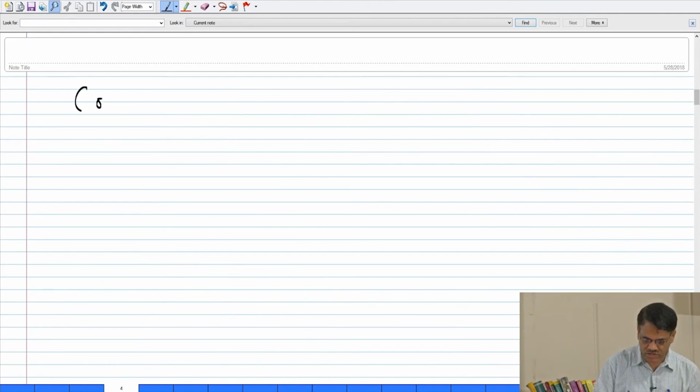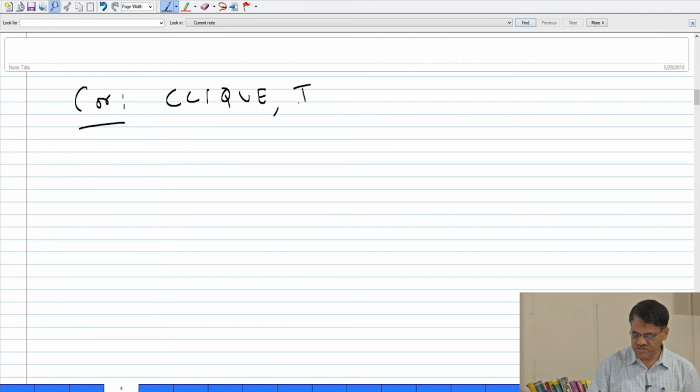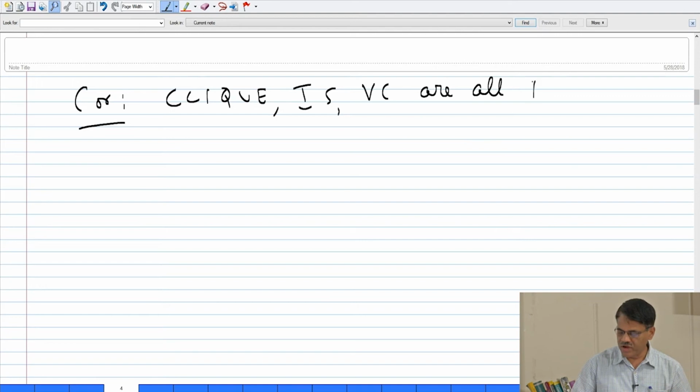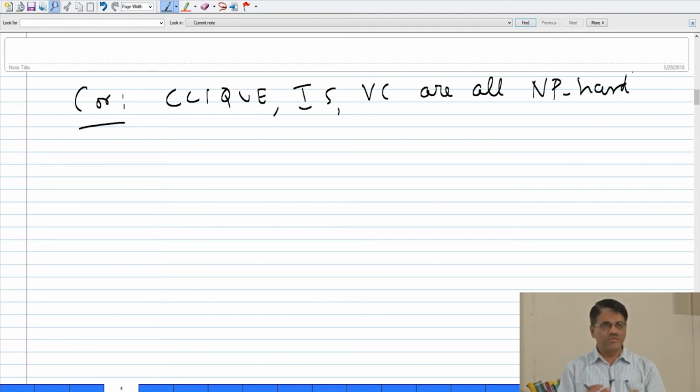So, the corollary is, clique, independent set, vertex cover are all NP hard. They are also in NP, so it is NP complete. They are all in NP, because how do you show something is in NP? You just have to show that there is a witness for the yes answer which can be verified in polynomial time. So, the subset which is the answer is the witness here, and you can verify that they form a clique or an independent set or a vertex cover very easily.